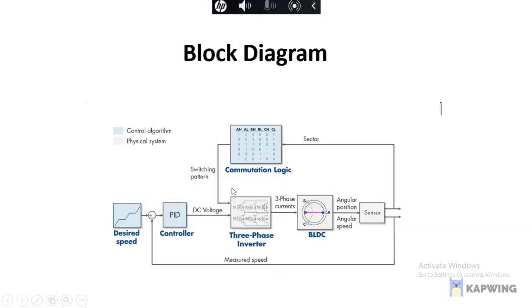This is the block diagram of our project. Here we can see the Hall effect sensor, BLDC motor, three-phase inverter, commutation logic, and PID controller. Here we will see the desired output in data inspector mode.